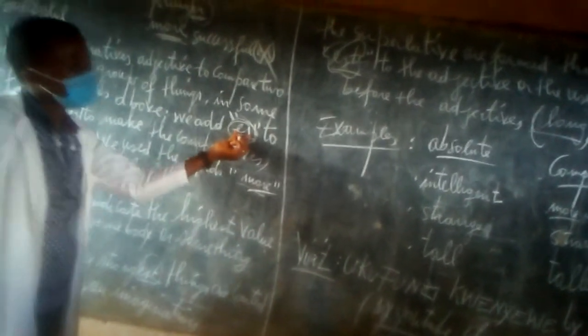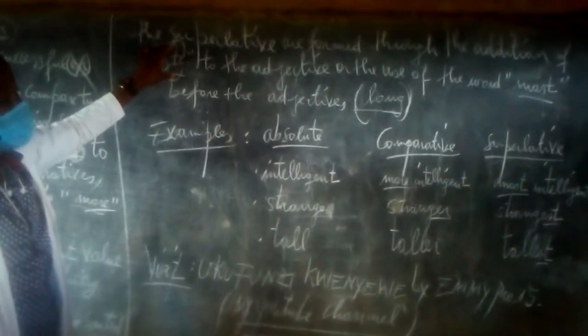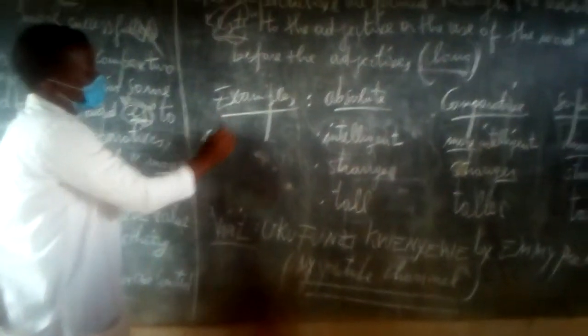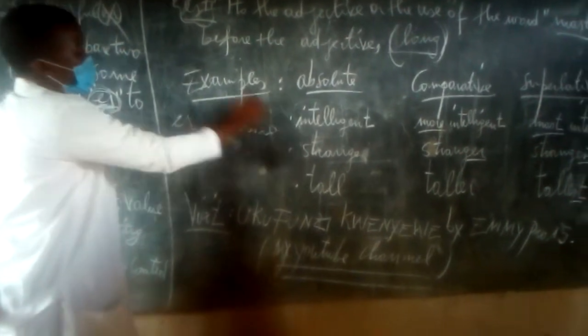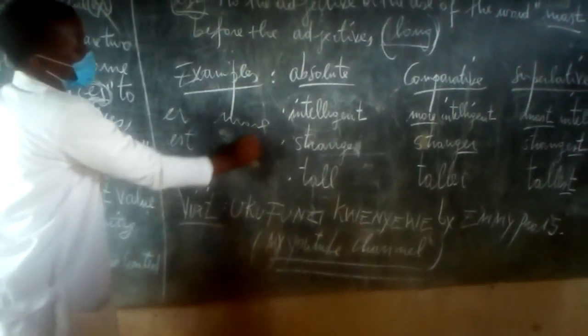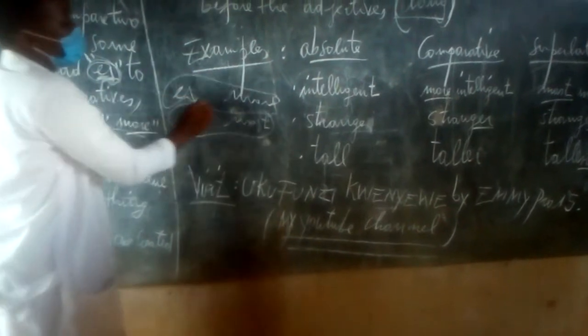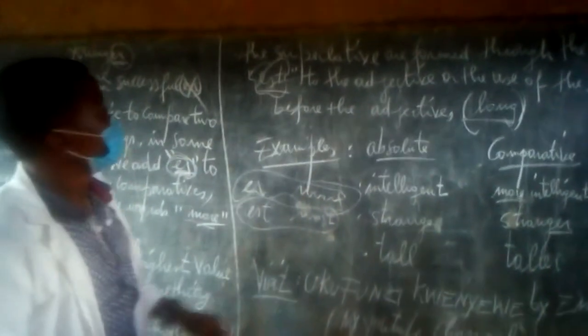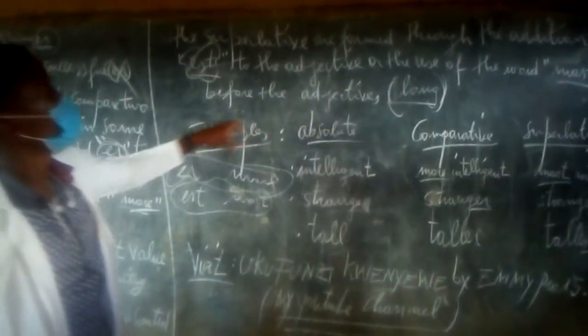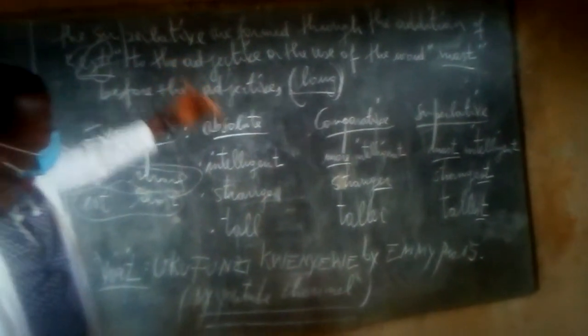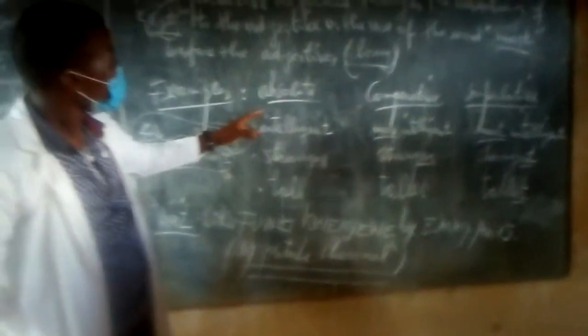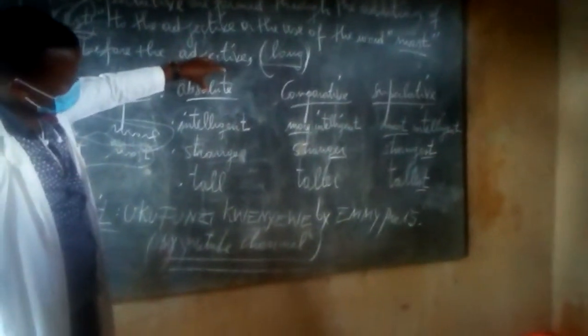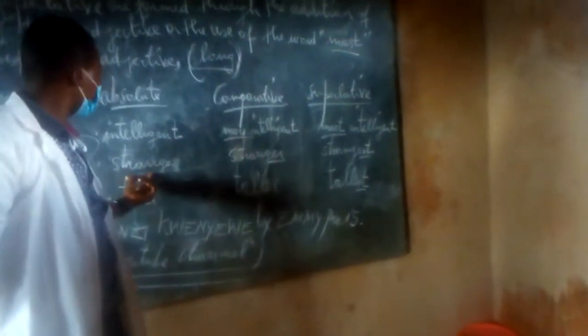In comparative, which one is it? That one. And in superlative, we have est. That is the difference. We have er and more, and here we have est and most. That is superlative and that is comparative. And here we have an example, a summary showing how it works: the absolute, the comparative, and the superlative.